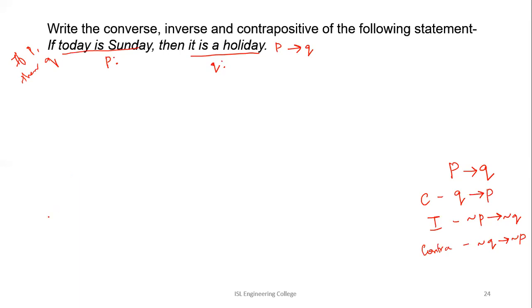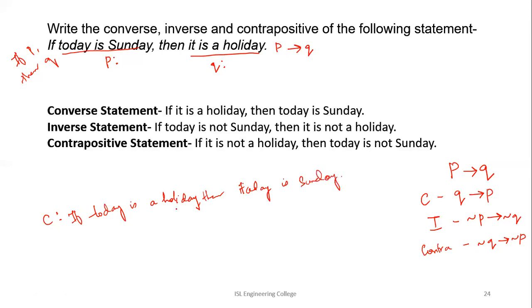Q implies P, so converse will be: if today is a holiday, then today is a Sunday. You can write any kind of English. The statement should have the meaning of Q implies P. So if it is a holiday, then today is Sunday.